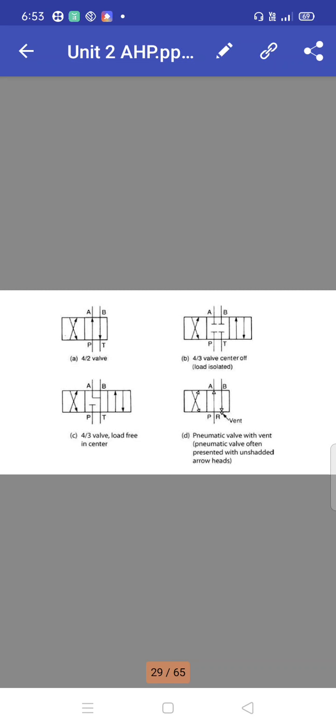So these are the 4x valve, load free in center, 4x2 valve, 4x3 valve, load isolated, then the pneumatic valve with vent. The pneumatic valve is often presented with unshaded arrowheads.